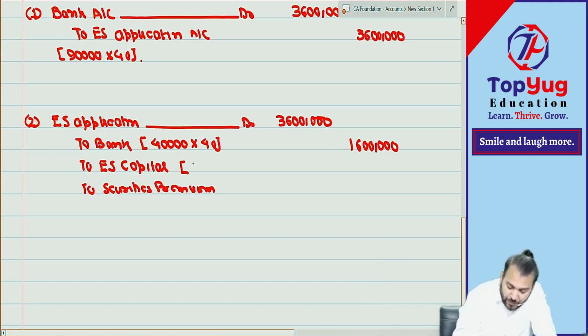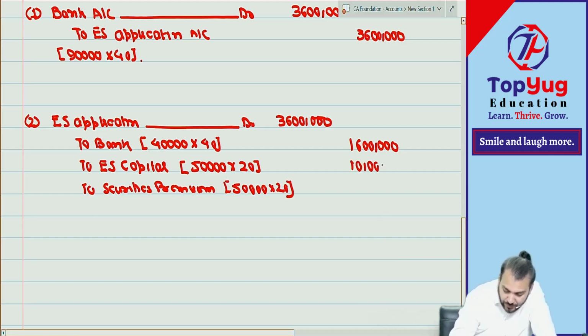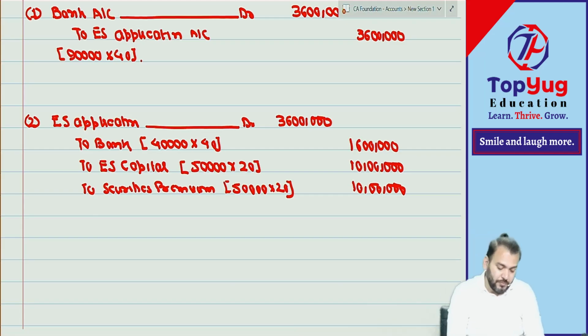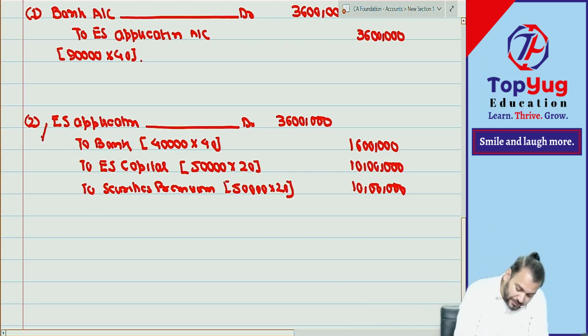The equity share capital will be how much? 50,000 into 20, and the premium will be what? 50,000 into 20 only is how much? 10 lakh. Any doubt in this? I hope you have understood this. Point number 2A, correct? Point number B will be what?